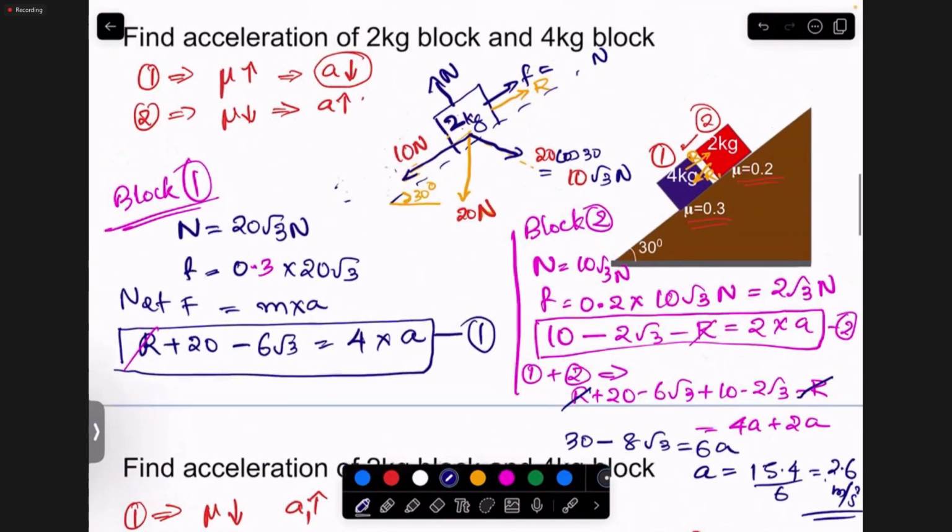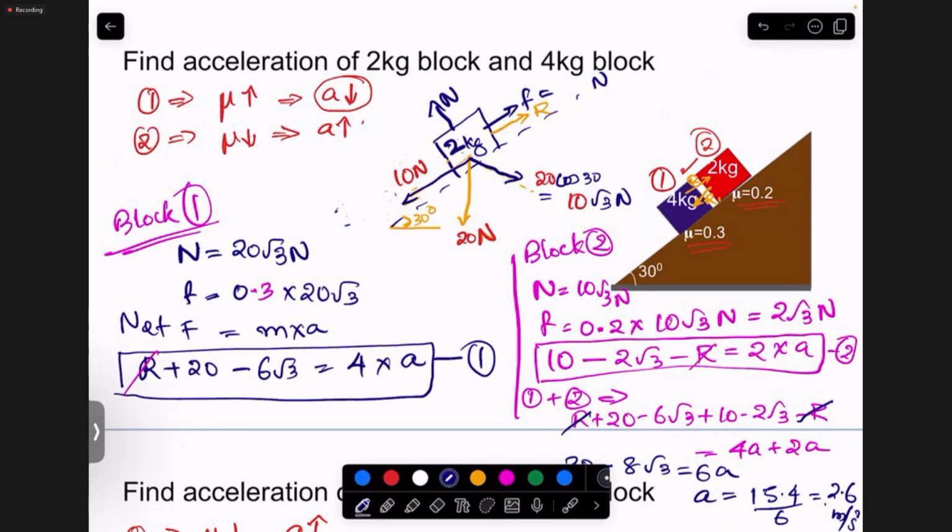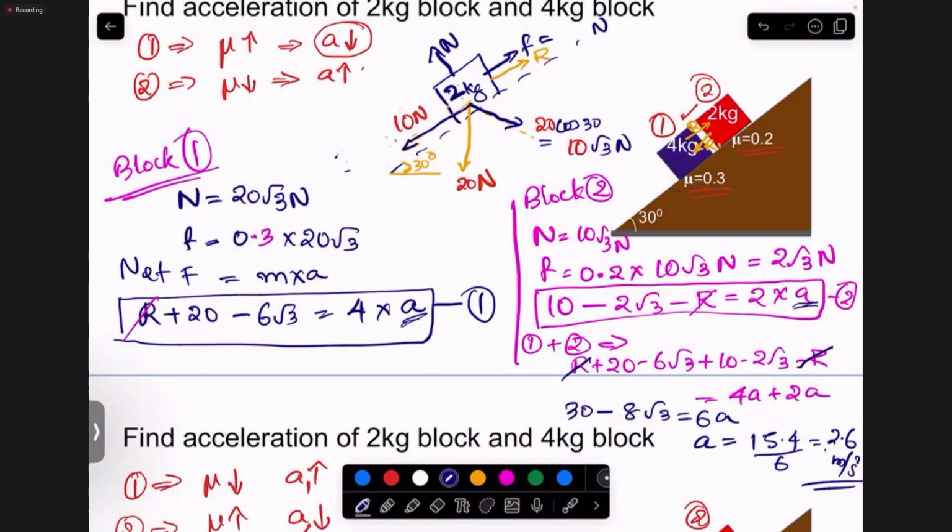The key point here is you understood that mu of block 1 is larger than mu of block 2. That means acceleration of block 1 is lesser than acceleration of block 2. So these two will collide and move with the same acceleration downward. That's why this A and this A, we have taken as the same one. That's why it's very easy to solve this, because we have got two unknown values and two equations. We can solve it. So that is what has made this problem easier.